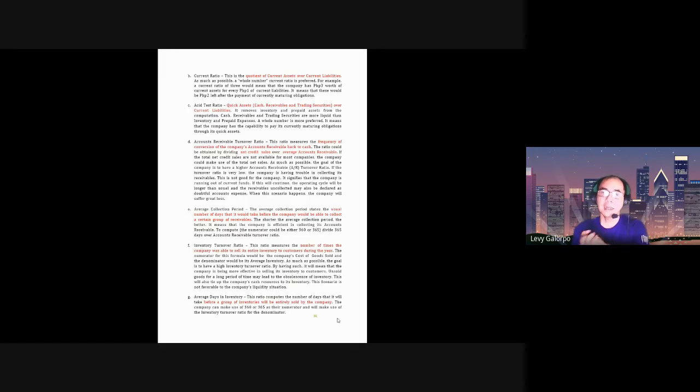And then we have this average collection period. The average collection period states the usual number of days that it would take before the company would be able to collect a certain group of receivables. Ilang araw daw ang bubunuin para makolekta o bago makolekta yung ating mga collectibles. So, average collection period.